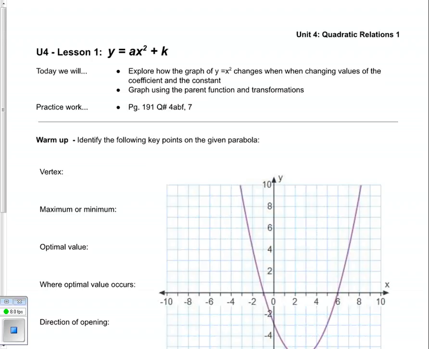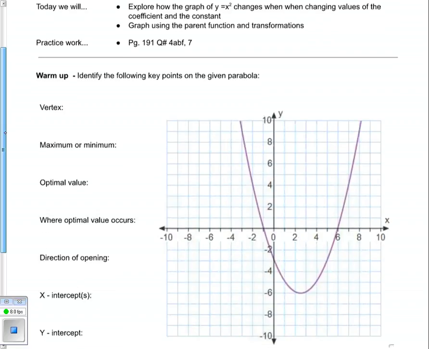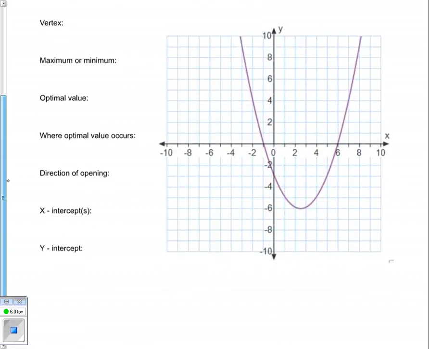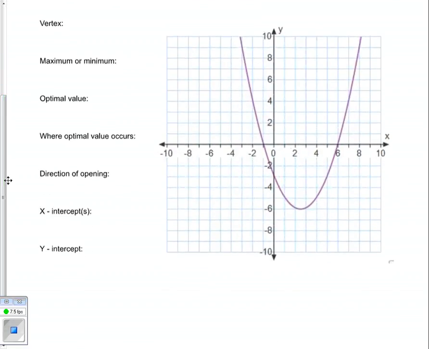We will begin by doing a warm-up, and we're going to identify some key points in the parabola that we see here. We want to be able to identify the vertex, the minimum value, optimum value, direction of opening, and so on. Some of these points are a little easier to determine than others, and I'm not necessarily going to do this all in the same order, but you need to be able to identify what these pieces are. We want to know what the vertex is, whether it has a minimum or maximum value, what the optimum value is, where the optimum value occurs, the direction of opening, the x-intercepts, and the y-intercept.